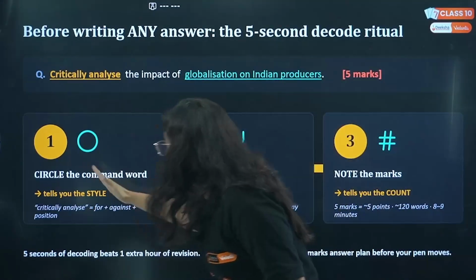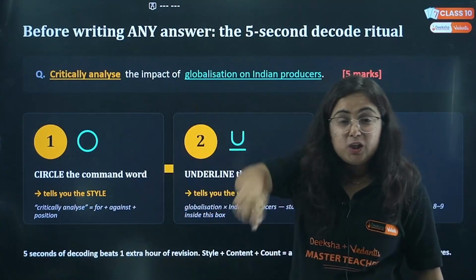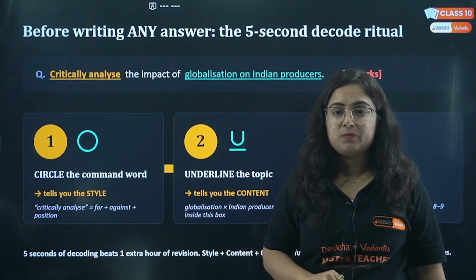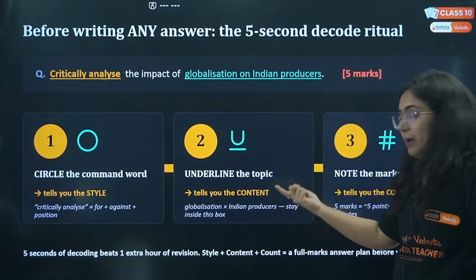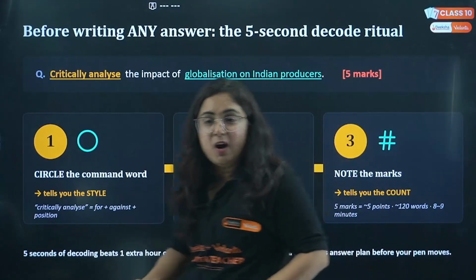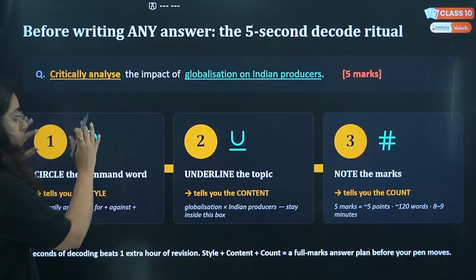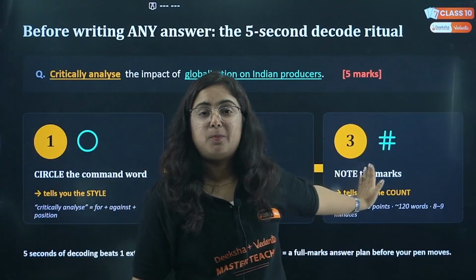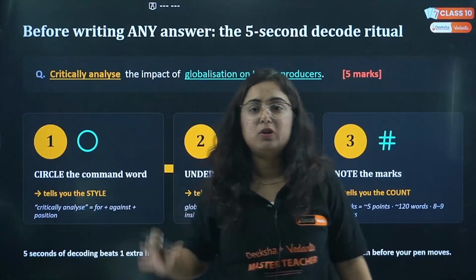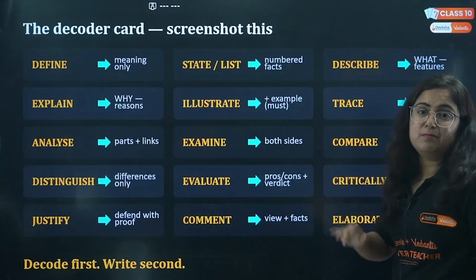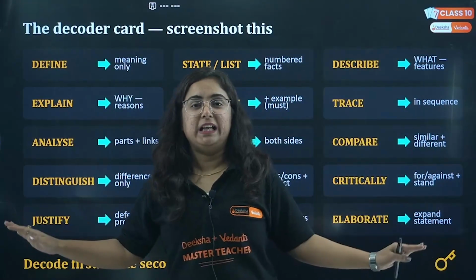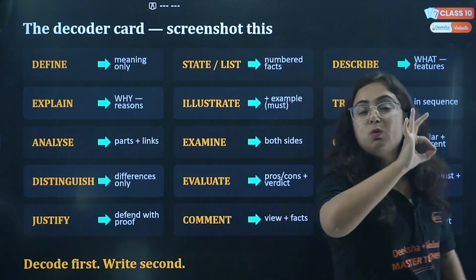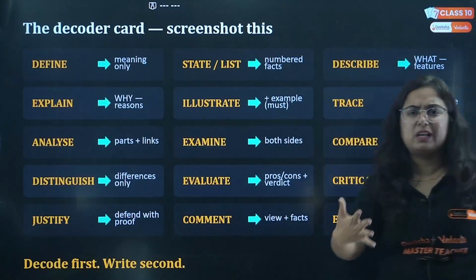You have to circle the command word and then you have to prepare the style in which you are going to write your answers. Right? Then underline the topic because that is going to be the content. Okay, so what you have to do is to underline the command word, underline the topic, and then start noting the points with hashtag that these are my important points which I will be writing in my exams. And this is something which you have to take a screenshot of because that is going to help you throughout your class 9, 10th or whichever class you are.